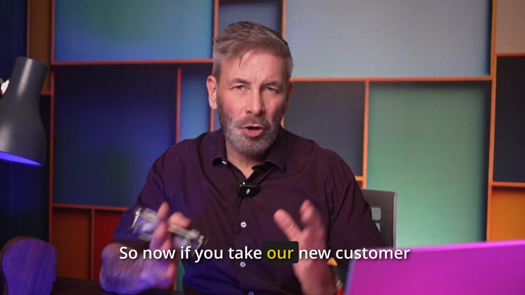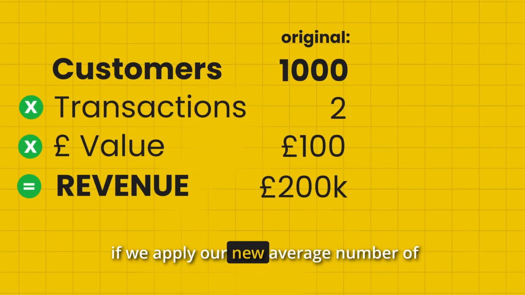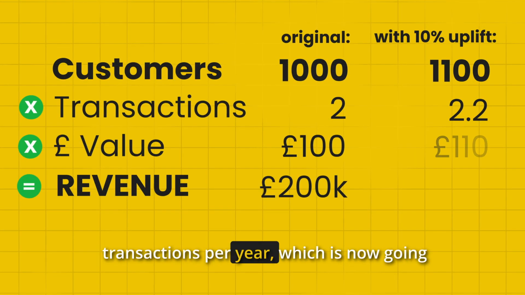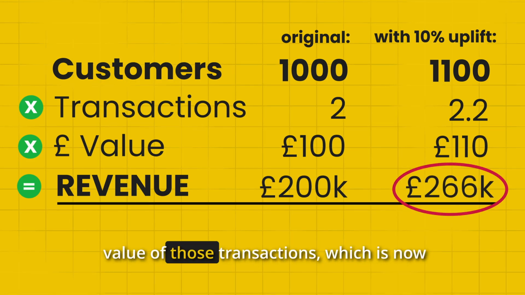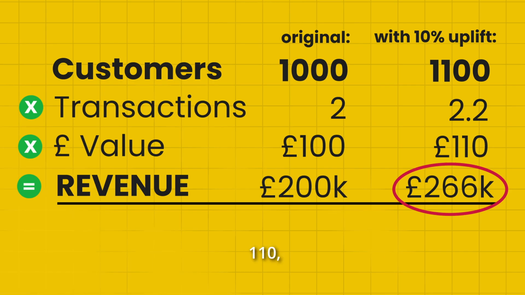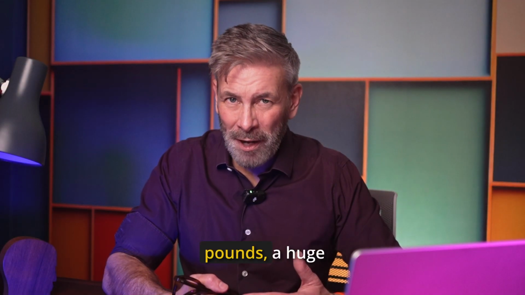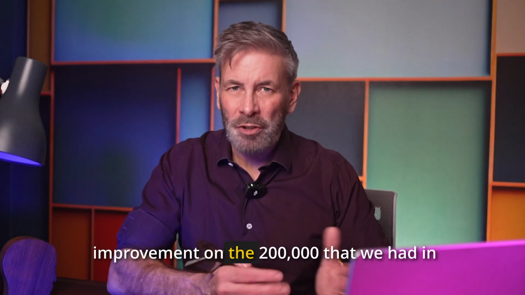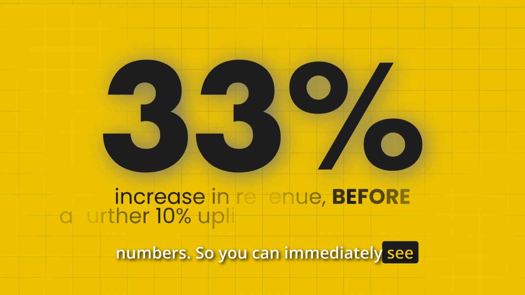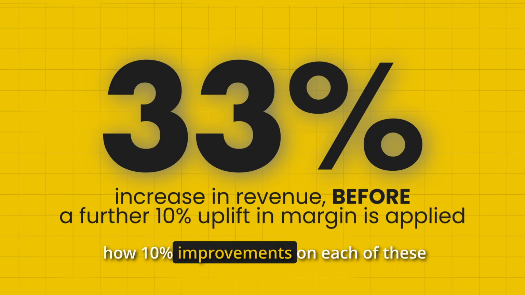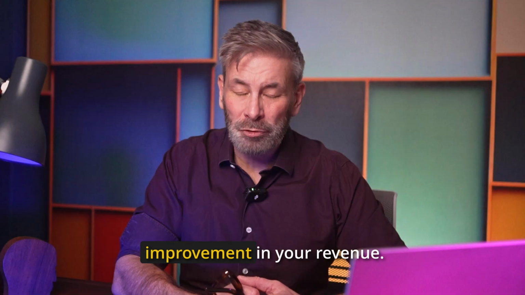So now if we take our new customer number of 1,210 customers, if we apply our new average number of transactions per year, which is now grown to 2.2, and now we apply our average value of those transactions, which is now 110, you get to a revenue number of almost £300,000, a huge improvement on the 200,000 that we had in our original set of numbers. So you can immediately see how 10% improvements on each of these lines gives you an exponential improvement in your revenue.